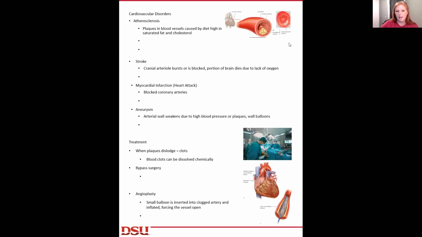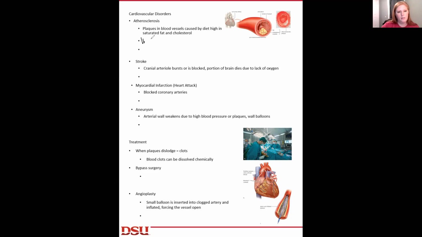Okay, cardiovascular disorders. So we've got something called atherosclerosis, plaques in the blood vessels, often caused by dietary issues, diets that are higher in saturated fats and cholesterols. We talked about how plaque in the arteries can increase blood pressure because it decreases the amount of room the blood has to flow. Same volume, smaller area, blood pressure goes up.